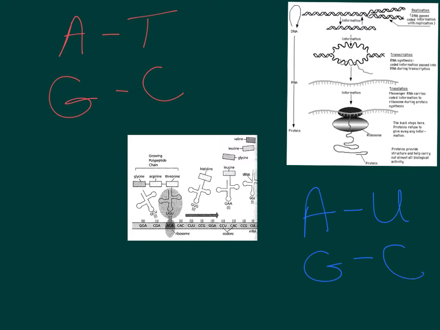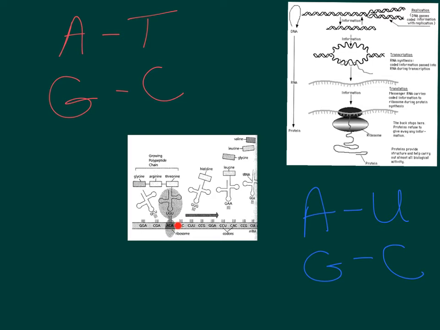So we went through that when we talked about DNA replication, and when we looked at some of our practice problems in class on Friday. So just remember that A goes with T and G with C in DNA, and in RNA, A goes with U and G goes with C.